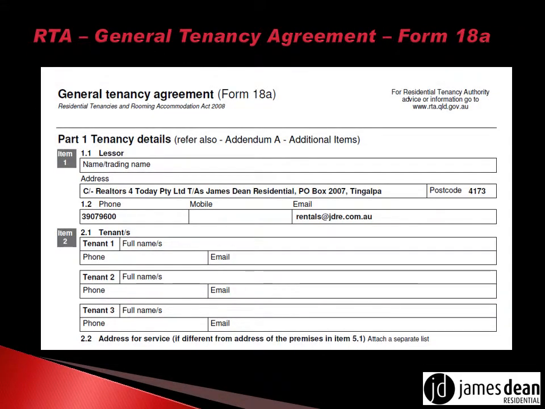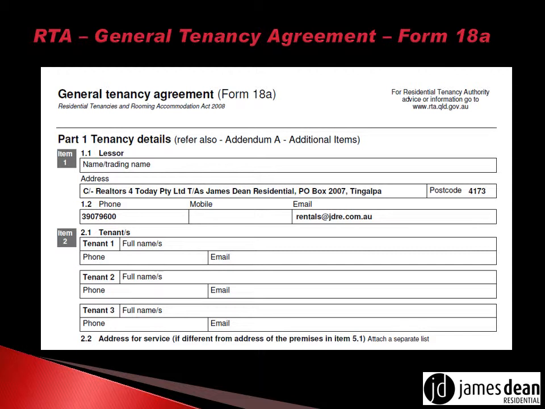We will now go through the General Tenancy Agreement, Part 1, Tenancy Details with you, item by item to ensure the agreement is correct. If you note any errors, please note these so they can be corrected before signing the documentation. Item 1.1 and 1.2 states the owner's details for the agreement. Please note that owners are to be contacted by James Dean Residential and not directly unless otherwise stated.